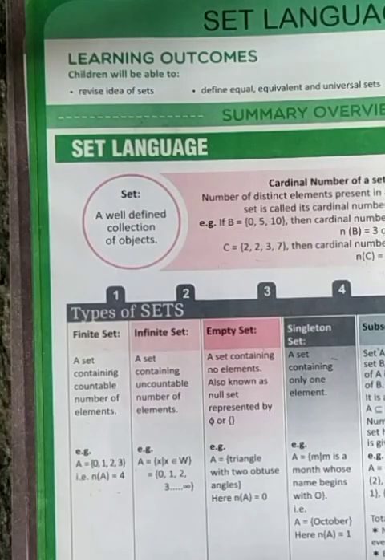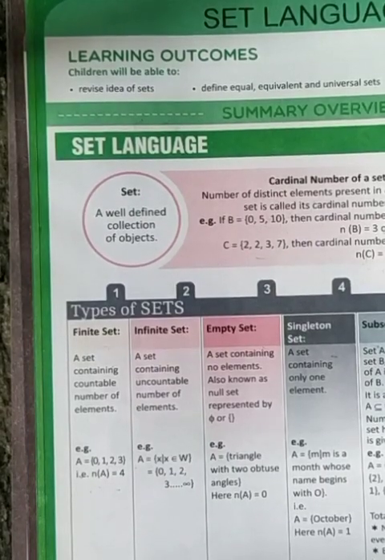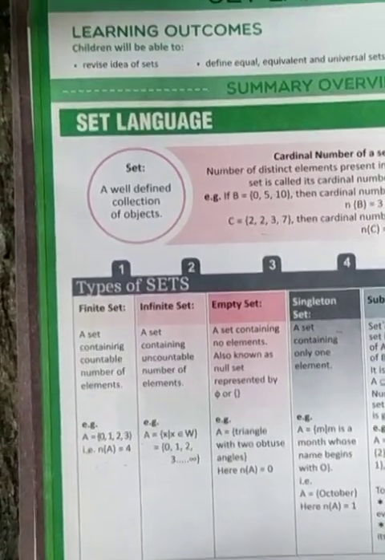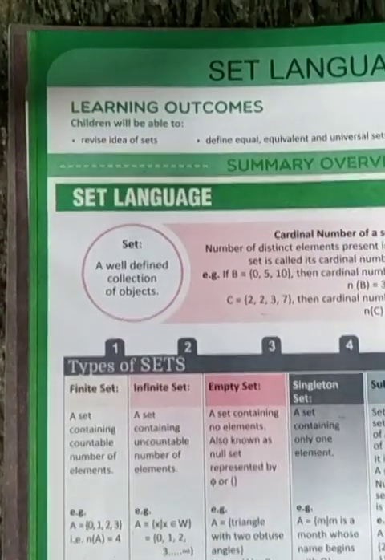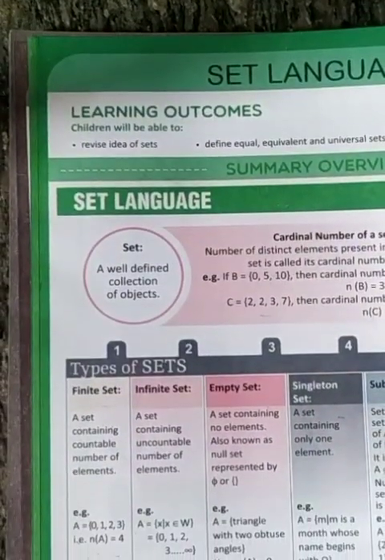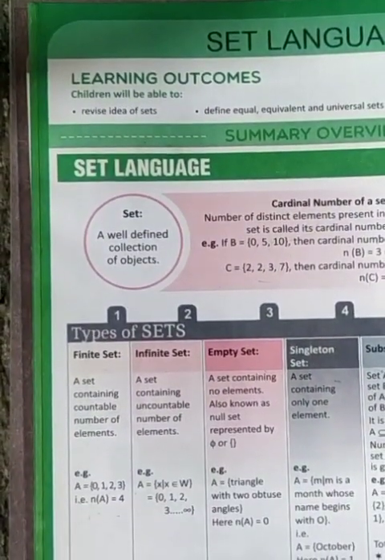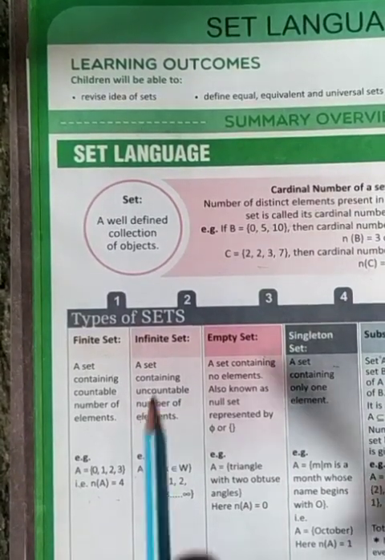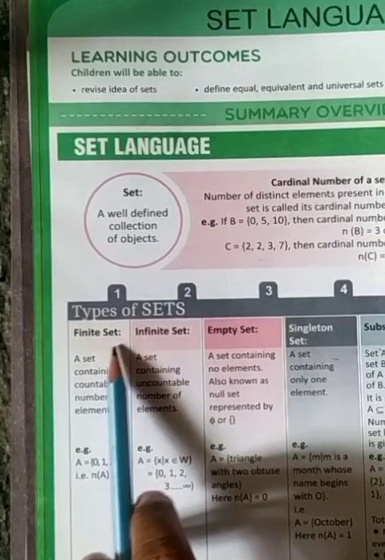Before going to the finite set, have you understood what you mean by set, children? What do you mean by set? A set is a well-defined collection of objects. Then what do you mean by cardinal number? Then types of set. What is a finite set?